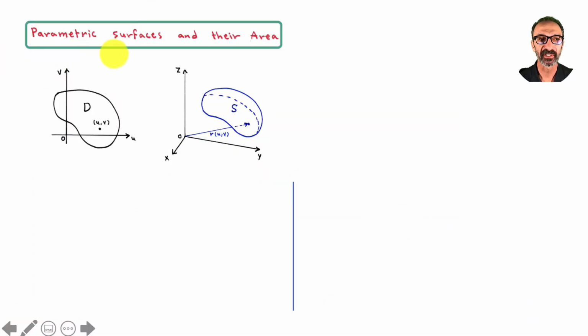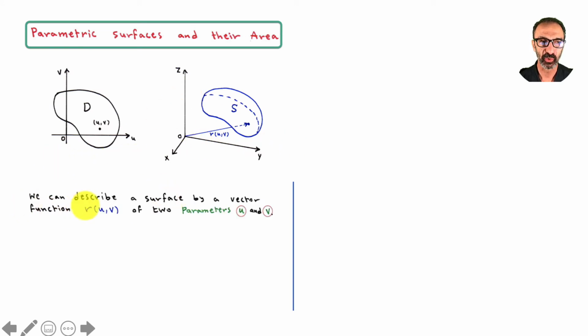For parametric surfaces and their area, we're going from the U and V plane to a three-dimensional X, Y, and Z. We can describe a surface by a vector function R of U and V, of two parameters U and V.